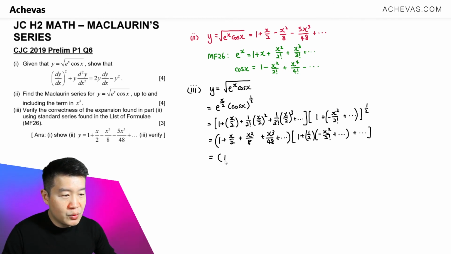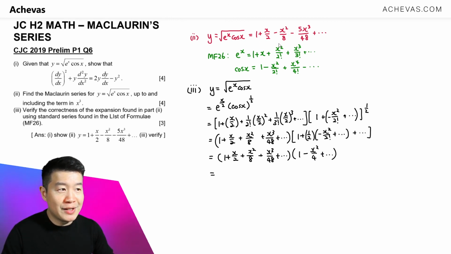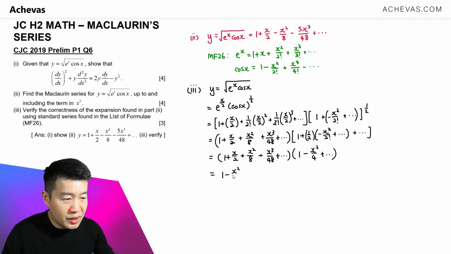So this is equal to 1 plus x squared over 2. Sorry, x over 2, then x squared over 8, then x cubed over 48. And this is going to be 1 minus x squared over 4. Okay, we just need one more expansion and probably a bit of simplification, and let's see whether we can verify that it is this. So 1 times this gives me 1 minus x squared over 4. This times this plus x over 2 minus x cubed over 8. This times this plus x squared over 8.